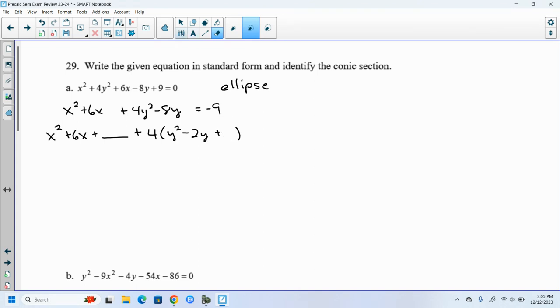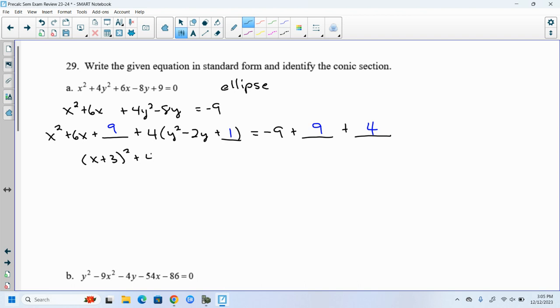And now I got negative 9 over there. And anything I put on the left, I got to count on the right. Well, I'm going to put a 9 there. Half of 6 is 3. 3 squared is 9. Gives me a 9 here. Half of negative 2 is negative 1. Square, you get 1. Don't forget you're multiplying it by the 4. So I'm going to factor and simplify. And then over on the right-hand side, I end up with a 4.